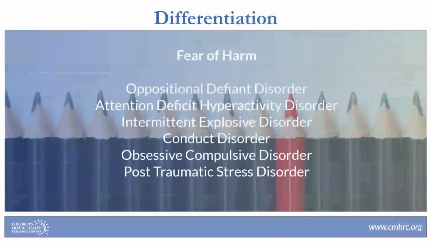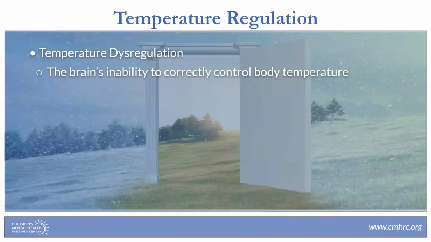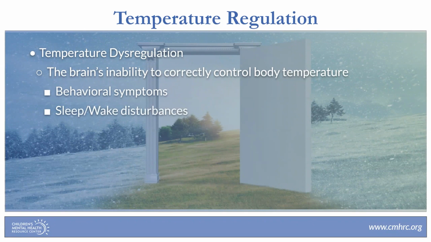As we discussed earlier, kids with FOH are being misdiagnosed in part because their symptoms overlap with these other more familiar diagnoses. But once we know what to look for in fear of harm, differentiation becomes much easier. The underlying difficulty that the brain has in controlling and stabilizing body temperature is the driver of the other behavioral symptoms, as well as the sleep-wake disturbances.